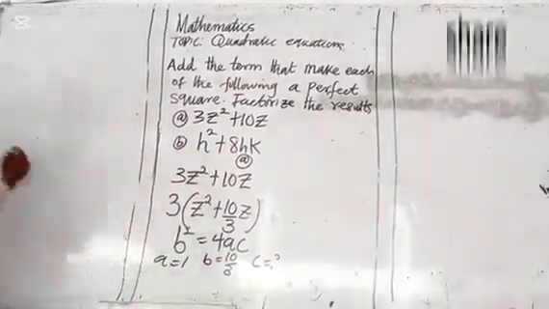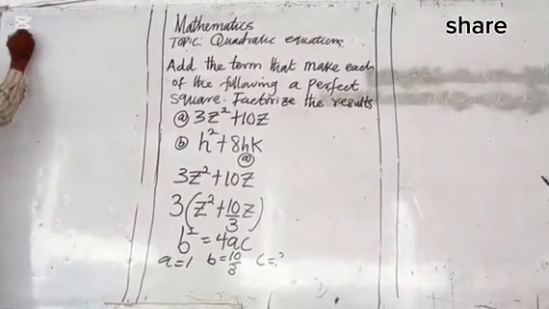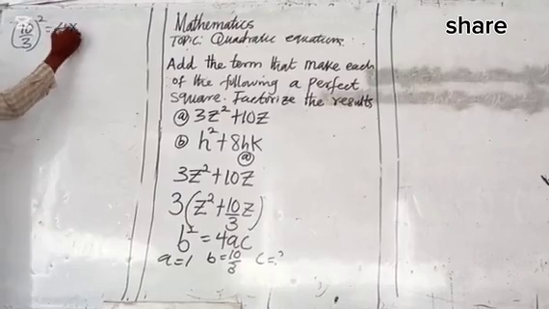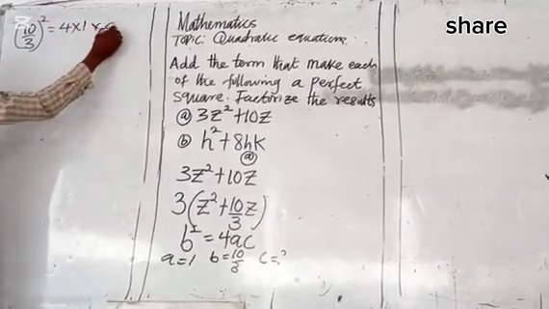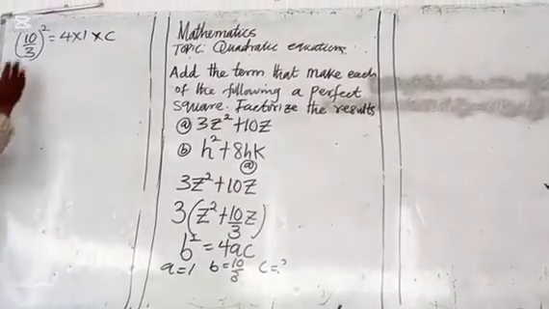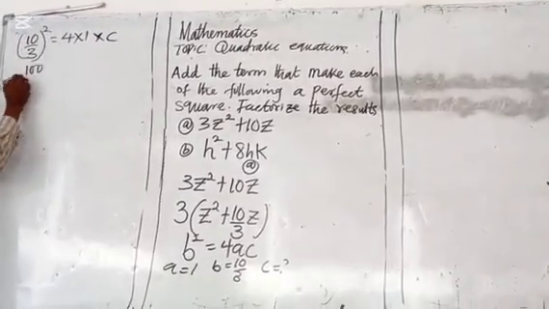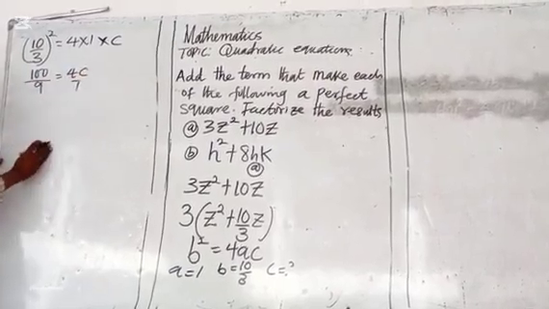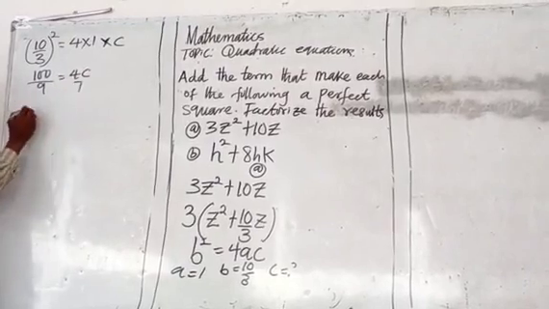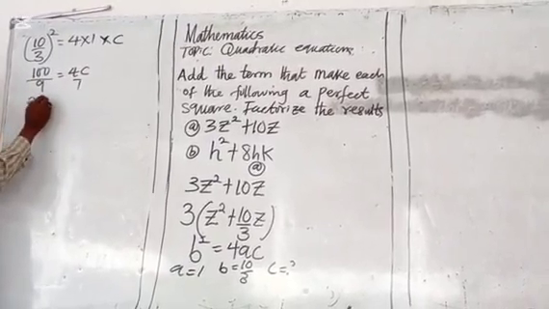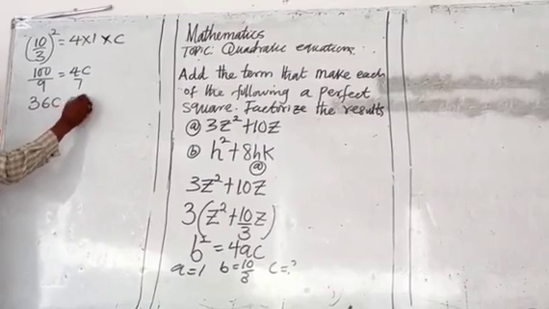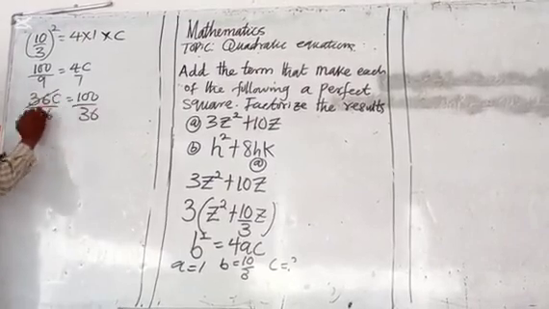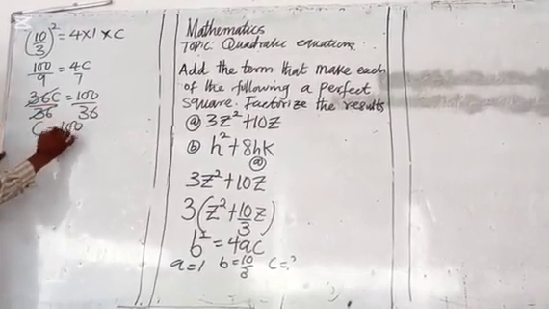Using this formula, what is my b? 10 over 3 all square is equal to 4 times a, which is 1, times c. C is what I'm looking for. So 10 times 10 is 100, all over 3 times 3, 9, is equal to 4c over 1. Cross multiply: 4c times 9 gives 36c, equal to 100. Divide both sides by 36. 36 cancels 36, so c is equal to 100 over 36.